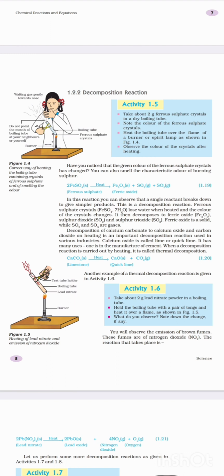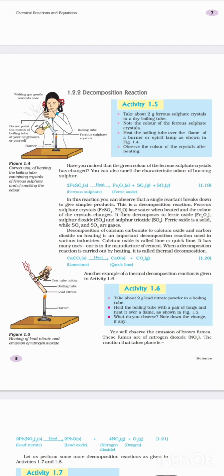Ferrous sulfate crystal, that is FeSO4.7H2O, loses water when heated and the color of the crystal changes. Okay, it then decomposes to ferric oxide, sulfur dioxide and sulfur trioxide. Ferric oxide is solid while sulfur dioxide and sulfur trioxide are gases, hence they will evaporate, whereas ferric oxide will only be retained in the test tube.